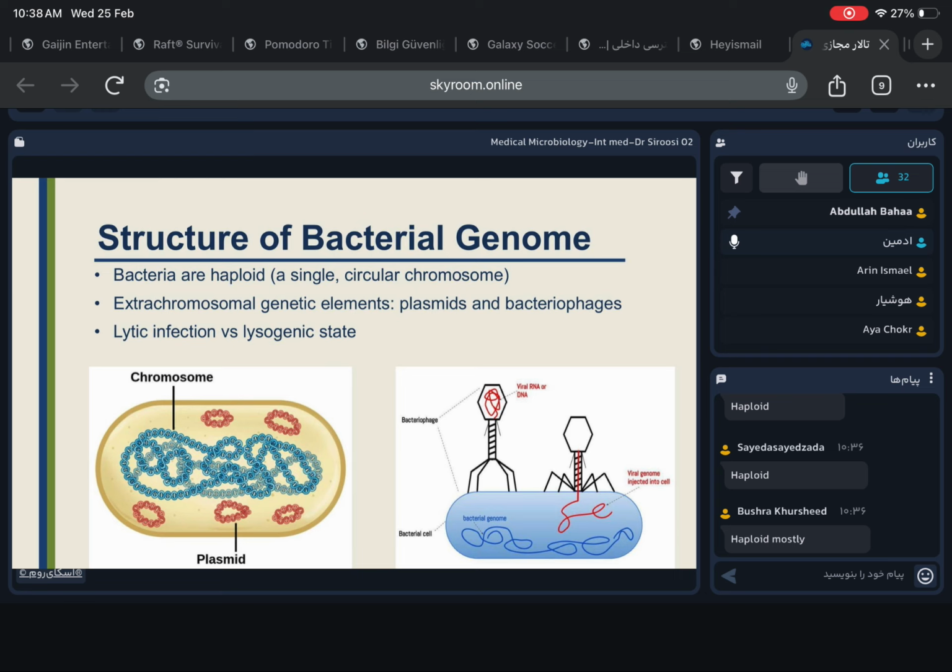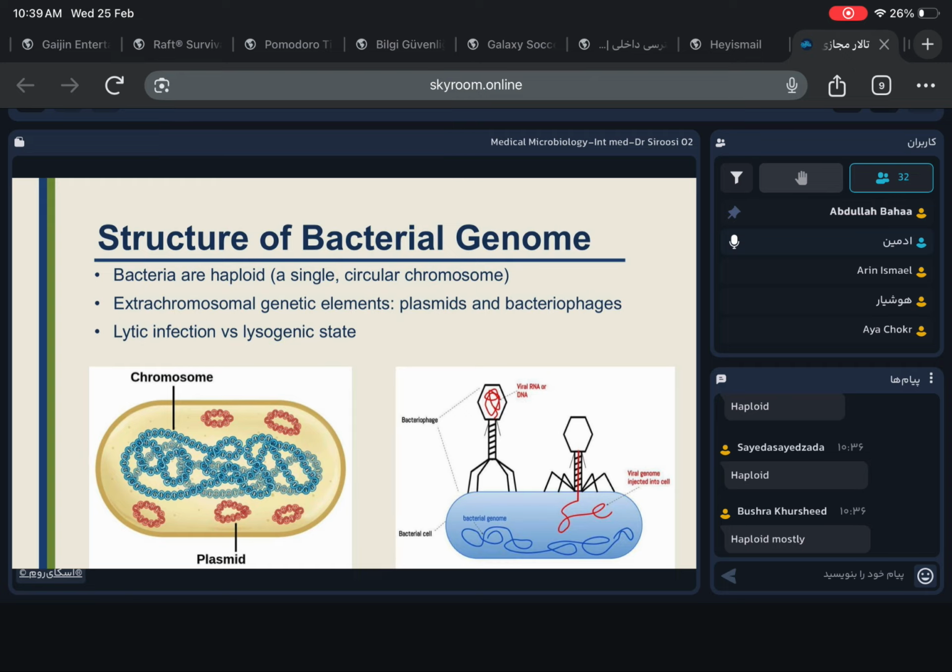in the clinical context. And also, sometimes there are some genes on plasmids which are involved in the disease causing process of bacteria. So this is why plasmids are very important.